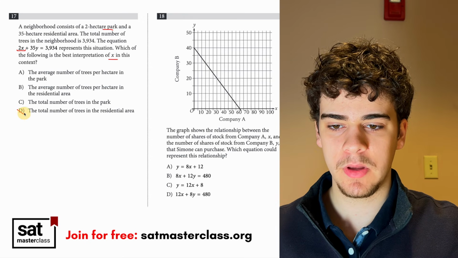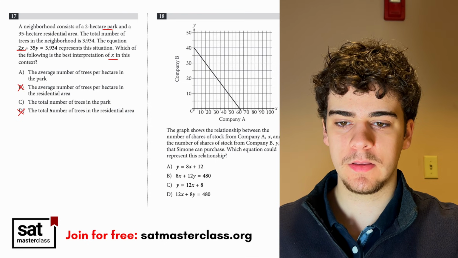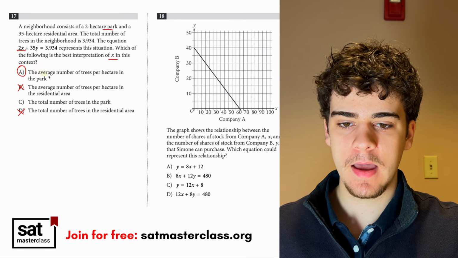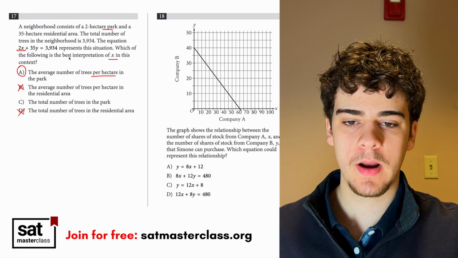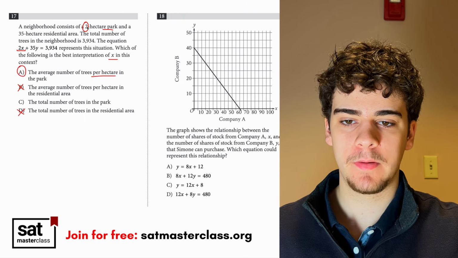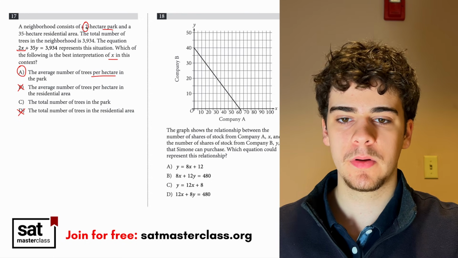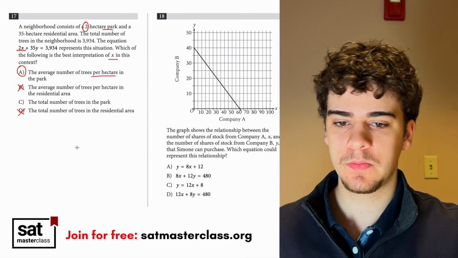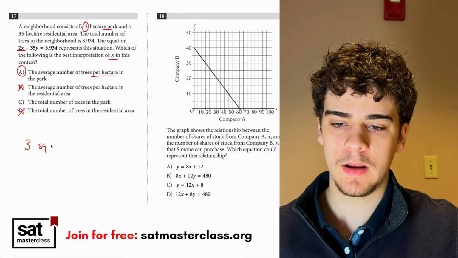So we know that it's not going to be about the residential area, so it's not going to be B or D. And then, let's see, the two options are the total number of trees in the park, the average number of trees per hectare. We can see that it's going to be A, because we want to multiply the average number per hectare by the number of hectares, which is 2. We don't want to multiply the total number of trees by the number of hectares. That wouldn't make sense, because it's basically like if we had 3 square miles, right?